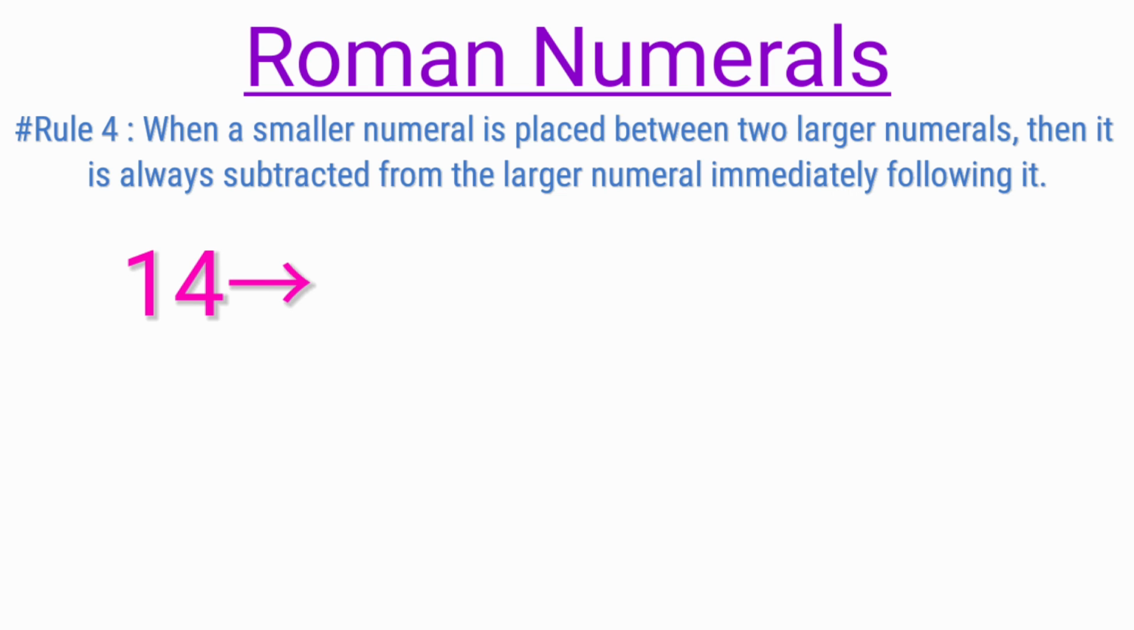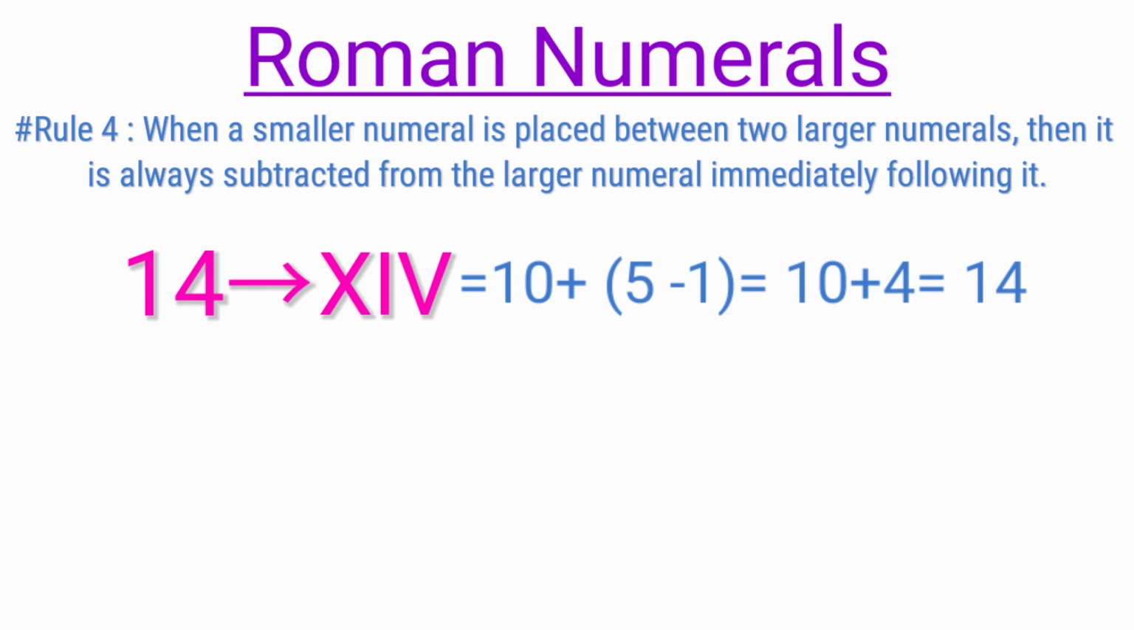Now, how can we write a number which will use 3 letters? For a 3-letter number, we will apply the rule that when a smaller numeral is placed between 2 larger numerals, then it is always subtracted from the larger numeral immediately following it. Example, we can write 14 as XIV. According to the rule, we will subtract the value of I from V, not from X. Value of IV is 4 and X is 10. 10 plus 4 is 14.